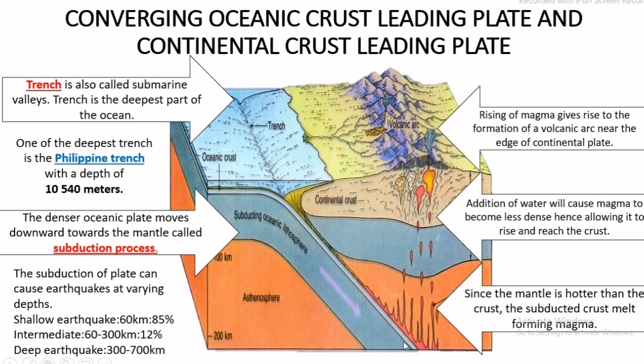And if the edge of this crust reaches the mantle, which is hotter than the crust, that edge will melt, forming magma. That magma will rise because it is now less dense. If a material is less dense, it will rise, it will move upward. As it moves upward, addition of water to the magma will form volcanoes on the surface of the continental plates. So that's the process when there is convergence of an oceanic crust leading plate and a continental crust leading plate.